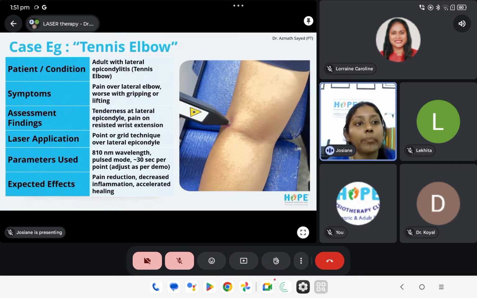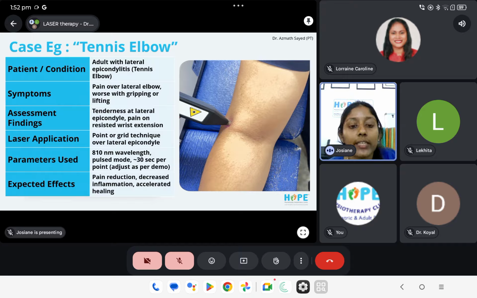So a case example is tennis elbow. Here the adult is coming with a case of lateral epicondylitis, which is tennis elbow, and symptoms will be pain over the lateral side of the elbow, and it's getting worse with gripping or lifting. In assessment findings, we can see tenderness at the lateral epicondyle, and there is pain on resisted wrist extension.